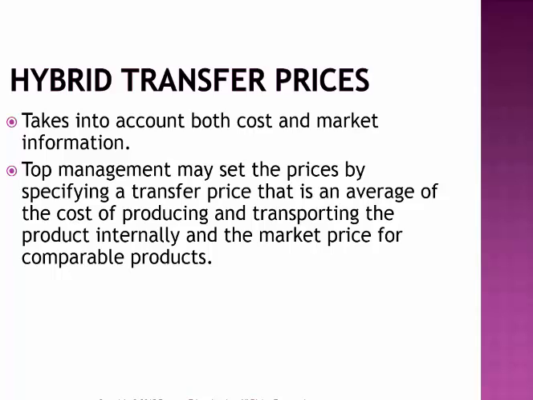So in other words, we're going to take our price plus the cost of producing and transporting it internally and add it to the market price that's out there available for comparable products. Add those two dollar amounts together and divide by 2 to come up with one that's the average or in the middle.